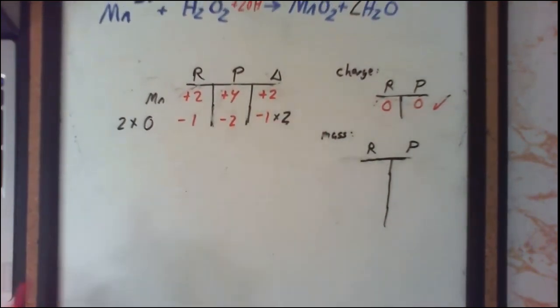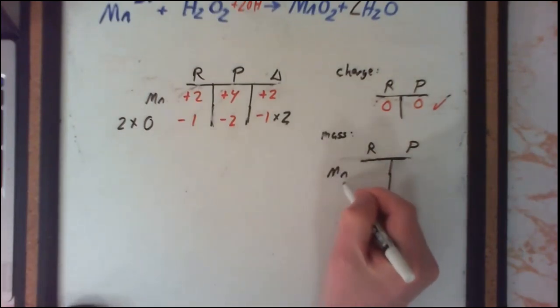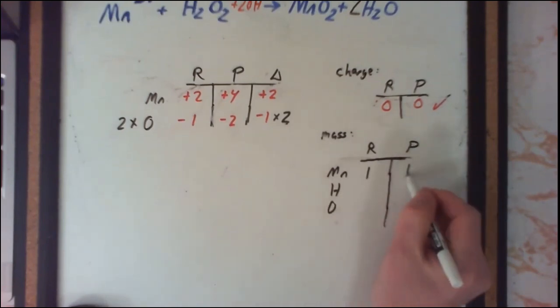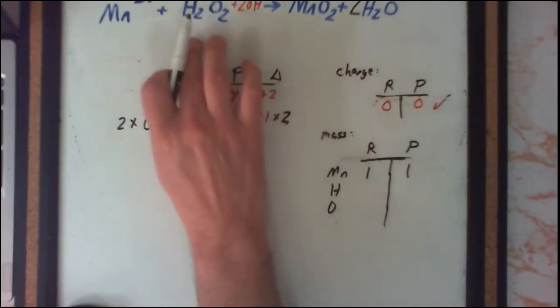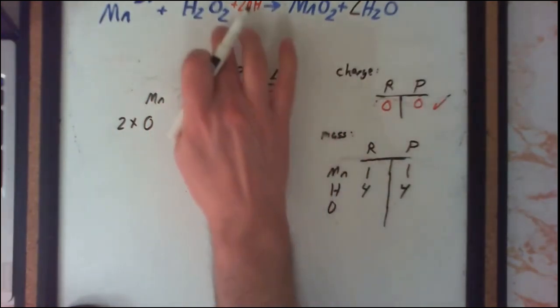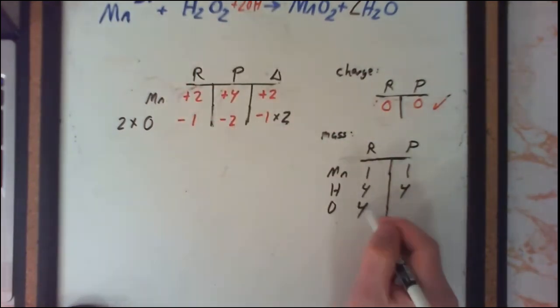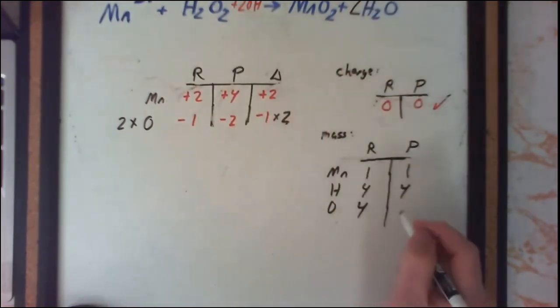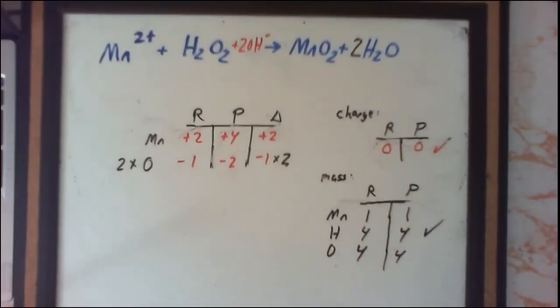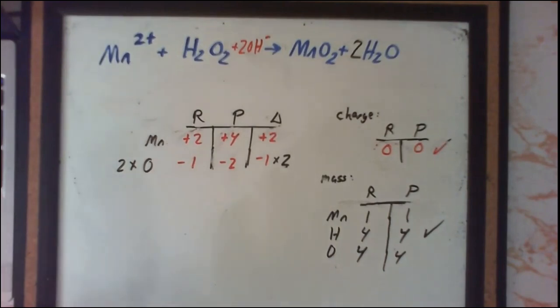So it's charge balanced, and just once again to double check that it's also mass balanced, we have our manganese, hydrogen, and oxygen. We have 1 manganese matches 1 manganese. We have a total of 4 hydrogens matches 4 hydrogens, and we have a total of 2 plus 2 is 4 oxygens, which matches the 2 plus 2, 4 oxygens. So this reaction is correct, as we now determine it's both mass balanced and charge balanced, so we have an overall balanced redox reaction.